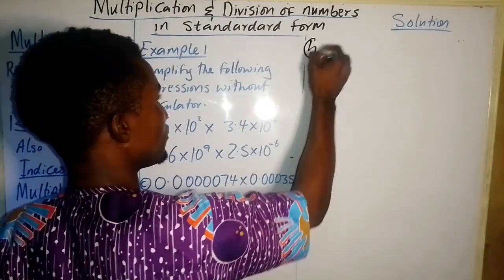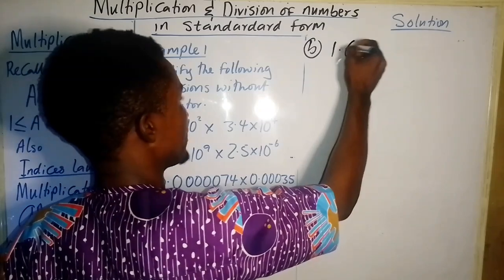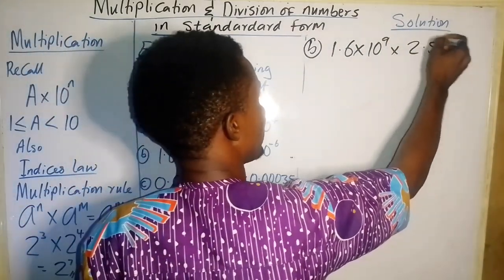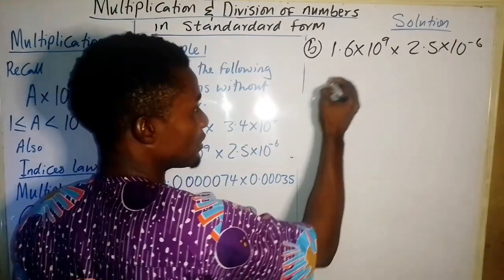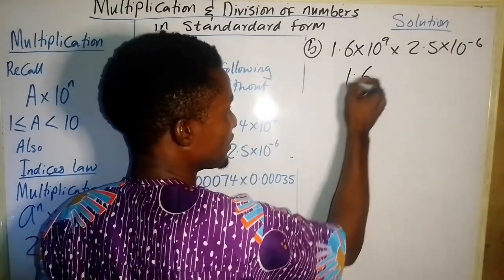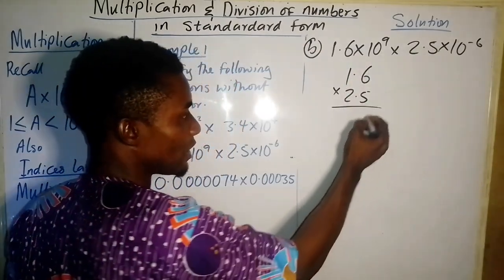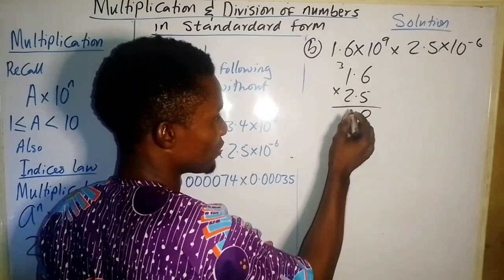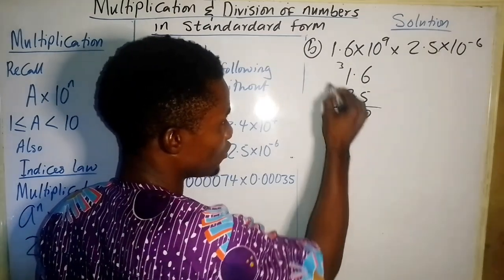The second question, which is B, says simplify 1.6 times 10 raised to power 9 times 2.5 times 10 raised to power minus 6. So in this case, we still continue with our multiplication. We say 1.6 times 2.5. So 5 times 6 is 30. You write a 0, carry the 3. 5 times 1 is 5 plus 3, that's 8. 2 times 6 is 12. You write your 2, carry your 1.